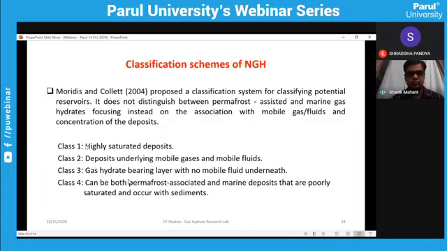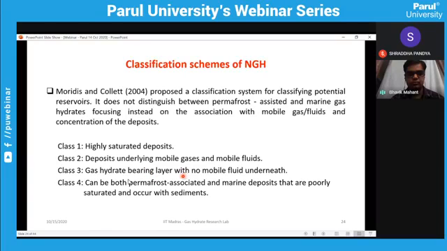Okay, so this is basically roughly theoretical data. After this, natural gas hydrate research went on, and they proposed a classification for the natural gas hydrate found below the earth or beneath the sea. There are basically four classes. The first class consists of highly saturated deposits, meaning it consists only of methane. Then we have deposits underlying mobile gases and mobile fluid, which have gases and fluid below them.